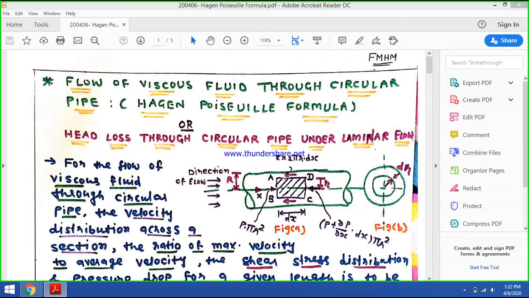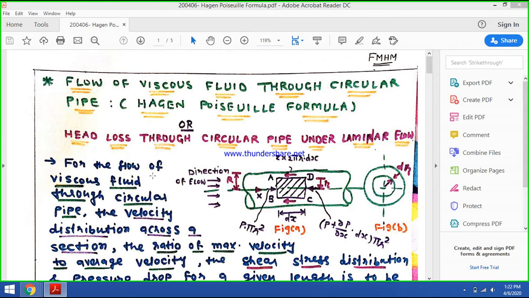Here we consider a pipe, with the direction of flow in the x direction. In that we have considered a small fluid element. There are certain pressure forces acting on the fluid element. In the positive x direction, the pressure force acting is P into pi r square. In the opposite direction, the pressure force acting is P plus del P by del x into dx into pi r square, and another shear force is acting, tau into 2 pi r into dx.